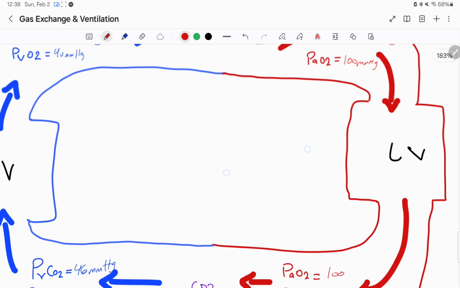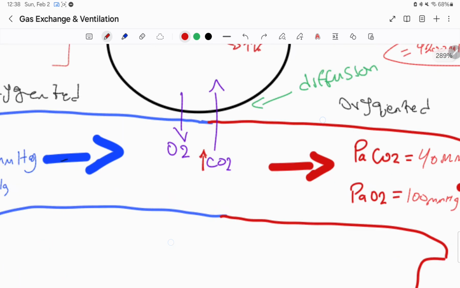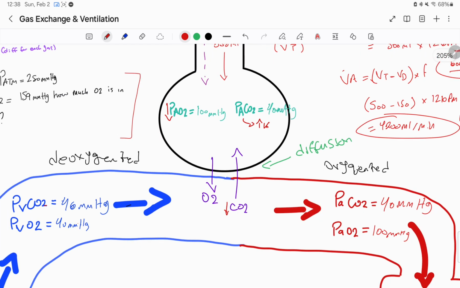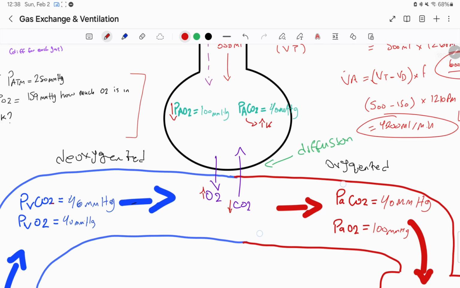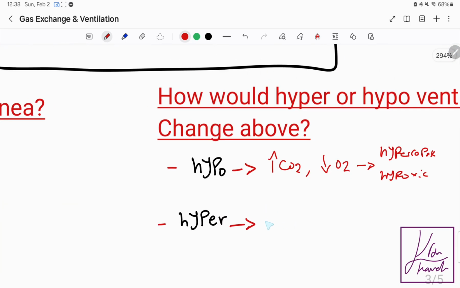So if you were hyperventilating, what would happen? You would actually breathe out a lot of CO2. So over time, guys, your CO2 levels in the blood would start going down, okay? And your oxygen levels might go up. So in that case, you would actually have very low CO2 because you're breathing out a lot of it, and then you would have high O2.